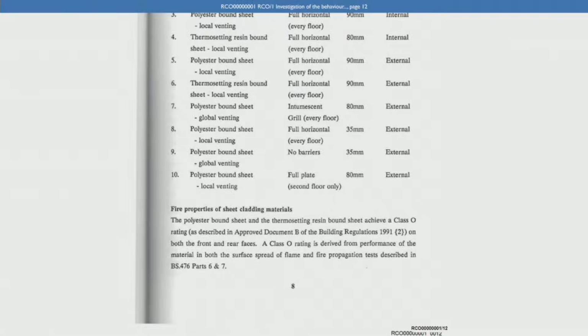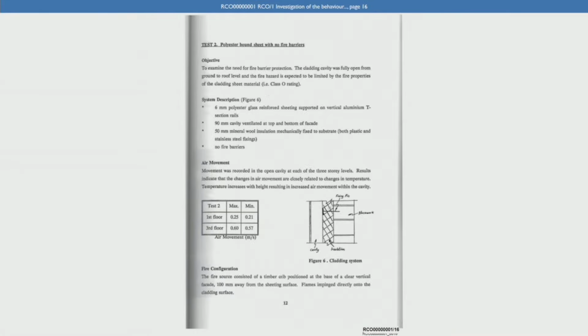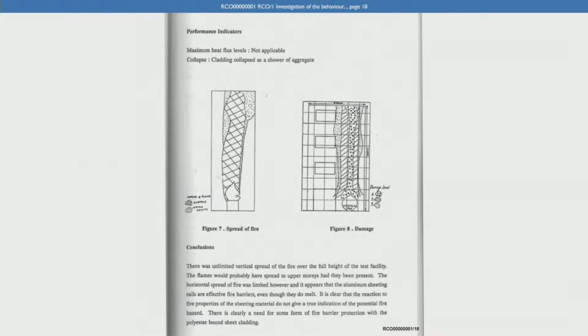It doesn't matter. Yeah. And then if you go, please, to page 16, we can see the report for Test 2, which is where it starts. And you can see it says polyester-bound sheet with no fire barriers, and there's the system description. And then if you go, please, to page 18, in the last paragraph on that page, these are the conclusions from the Test 2 test, and it says this.